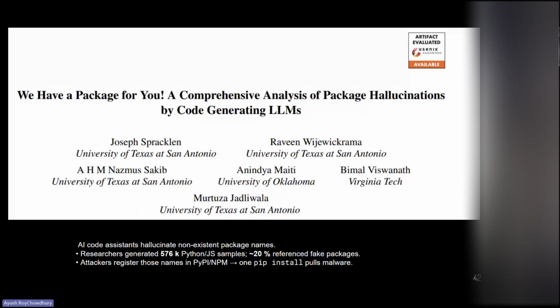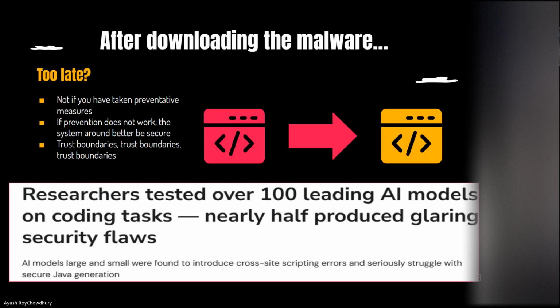What they found is that AI code assistants will hallucinate non-existent package names. They generated about 576,000 Python and JavaScript samples, and around 20% of them referenced fake packages. And the attackers registered those names on PyPI or NPM, and one pip install pulled the malware. After downloading the malware, if there are no other safeguards in your system, it might be too late.